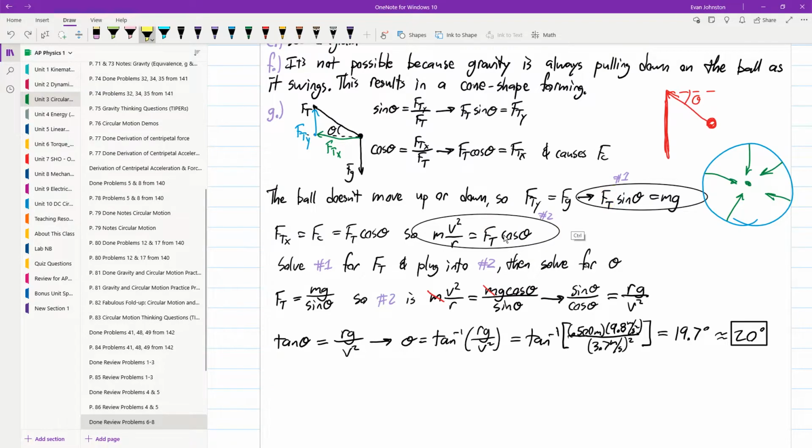So with number one solved for just tension, I get this. I really just had to divide by sine of theta. That means I can rewrite number two as this. All I've done is plug in for this force tension, which is this big nasty thing here. We can see that I have an m, a g, and a sine of theta.